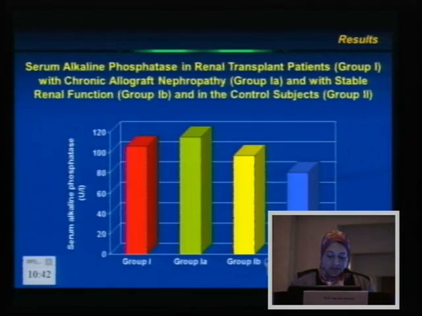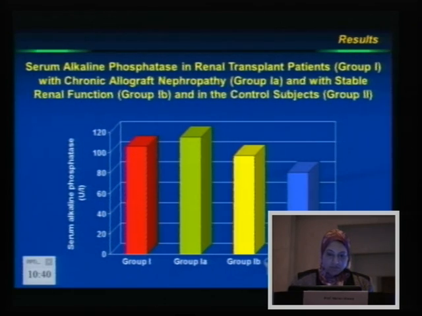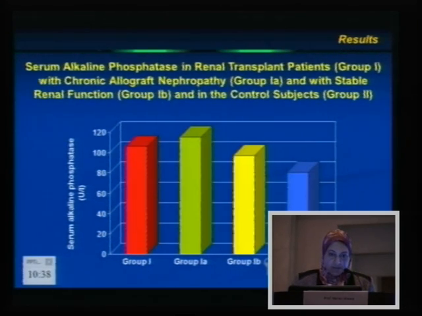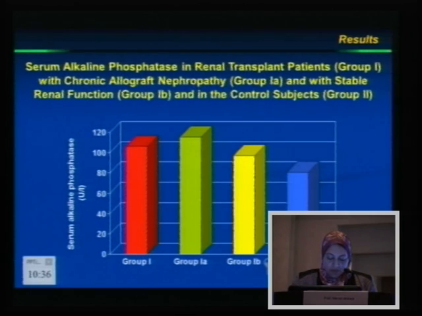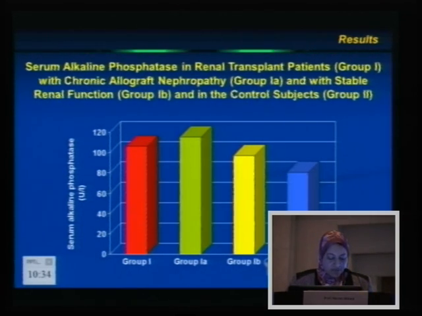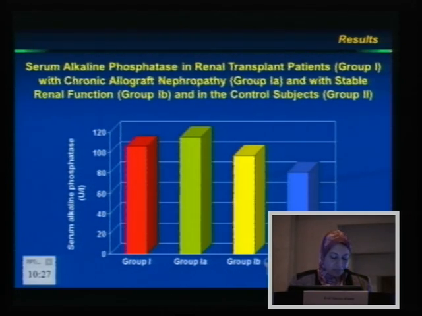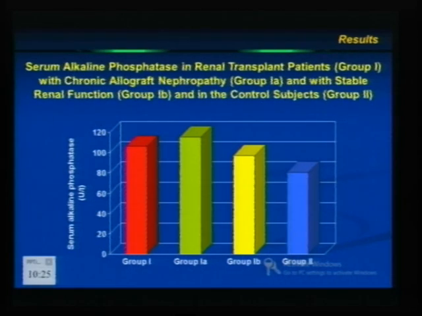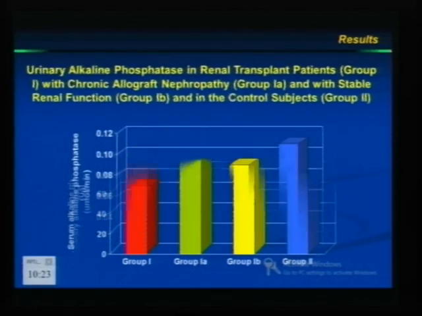There was a significantly higher serum level of alkaline phosphatase in patients with CAN than the controls. On the other hand, renal transplant patients showed a significant increase of serum alkaline phosphatase in comparison to the control group, which could be attributed to immunosuppressive therapy, cyclosporine, and retention due to impaired renal function.